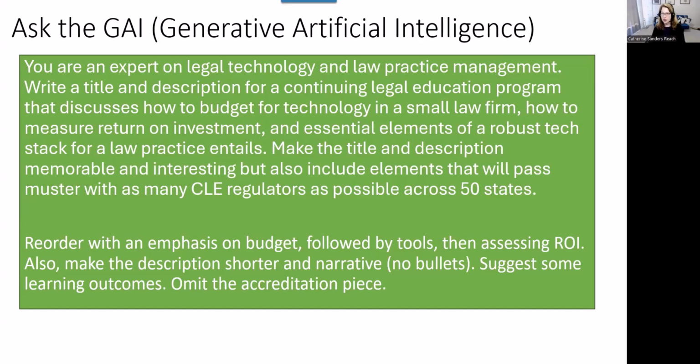So you look at what it gives you. In this case, I said, okay, reorder with an emphasis on budget, then tools, then assessing ROI, make it shorter, no bullets. Because I put continuing legal education and regulators, it put in this thing about accreditation, which I didn't need. So you go back and refine.